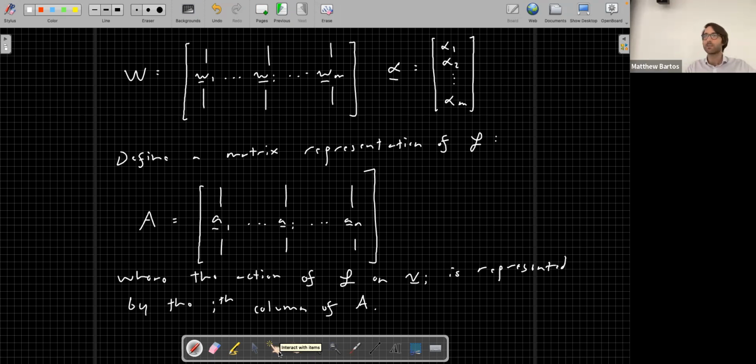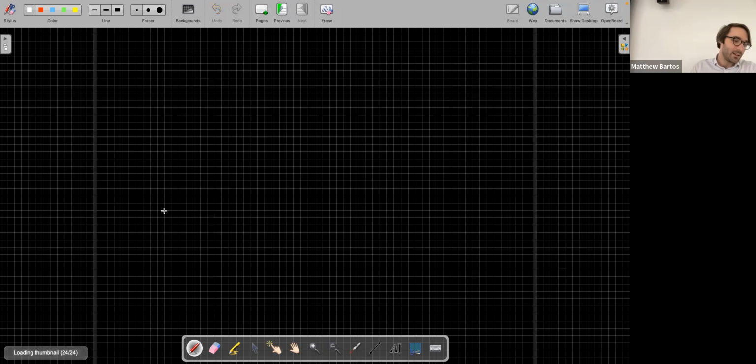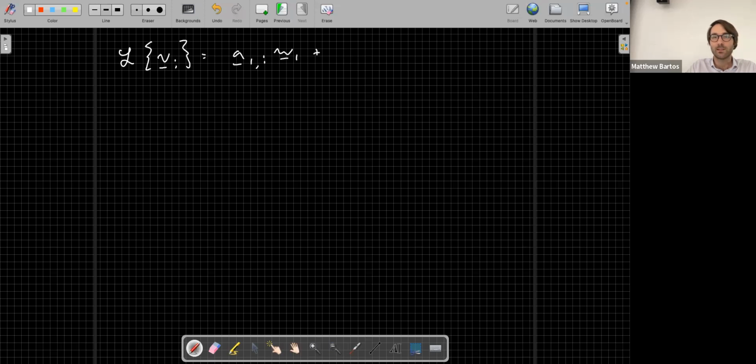Okay, so let me write this out. This is probably the hardest part to follow here. We have that the action of L on any of our bases Vi is equal to A1i times W1 plus A2i W2, and so on all the way to Ami Wm. And we can represent this again as a matrix vector product as W Ai.